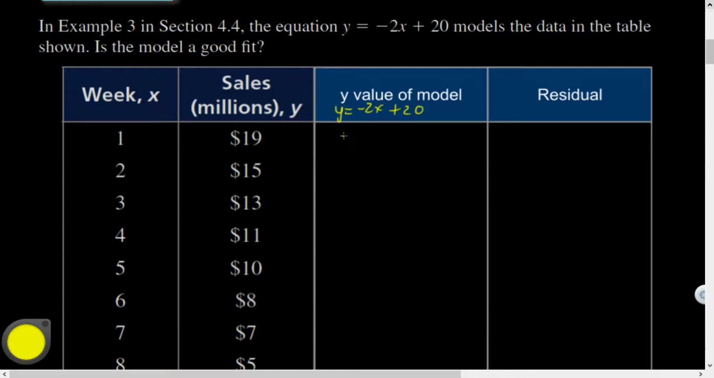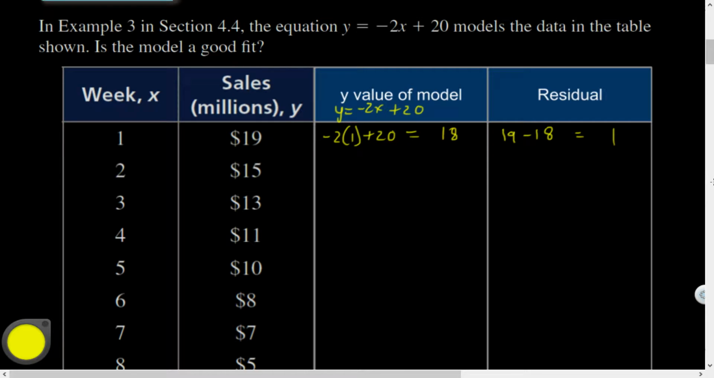So I'm going to do negative 2 times 1 plus 20. Is that going to be 19 or something close to it? Negative 2 times 1 is negative 2, plus 20 is going to be 18. So that would have been my predicted y value, a point on the line, but notice it isn't 19. Now to find my residual, I'm going to take that 19 and subtract that 18. 19 minus 18 has a residual of 1.